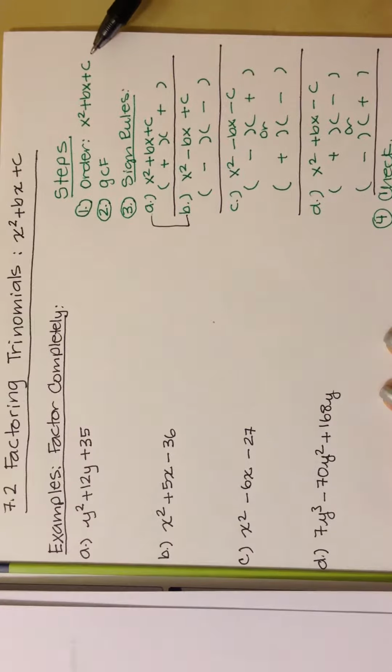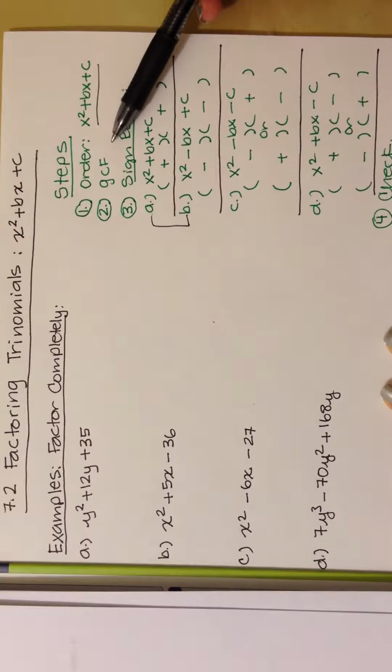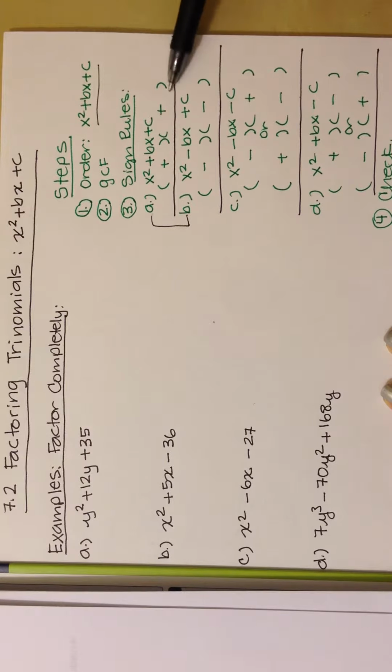The first thing you want to check is the order for your trinomial, meaning you need to have it where the largest exponent is first, so largest exponent to smallest: x squared, x, and then c. Second step, factor out your greatest common factor. Third step, you need to figure out the signs for the 2 parentheses when you factor.